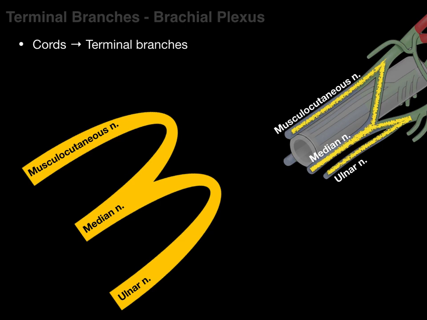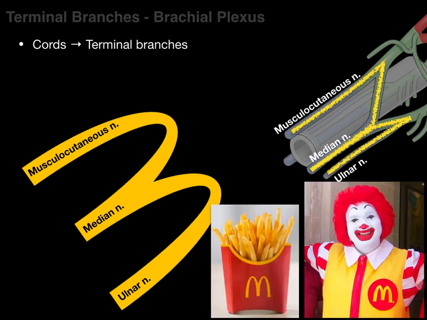And so not only is McDonald's good for the terminal branches of the brachial plexus, it's also good for French fries, not so much for the creepy clown. That's why I've never seen the movie It.